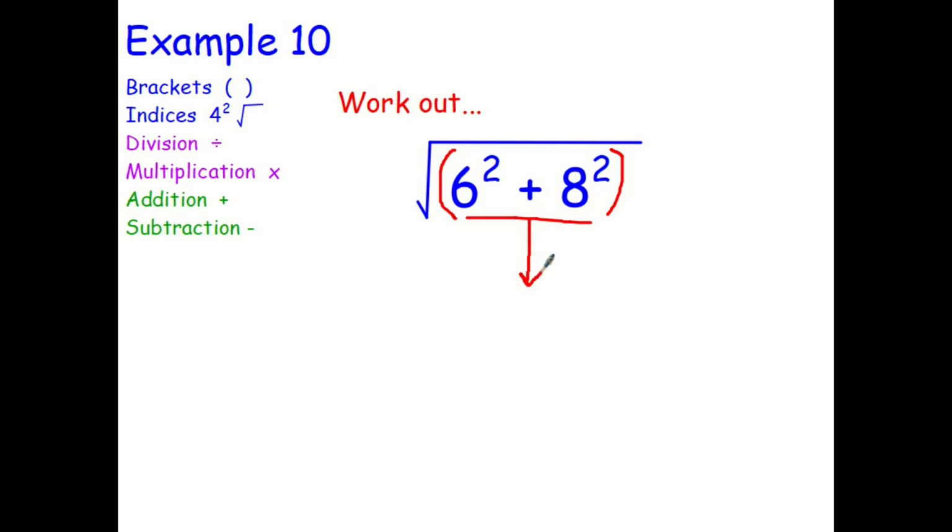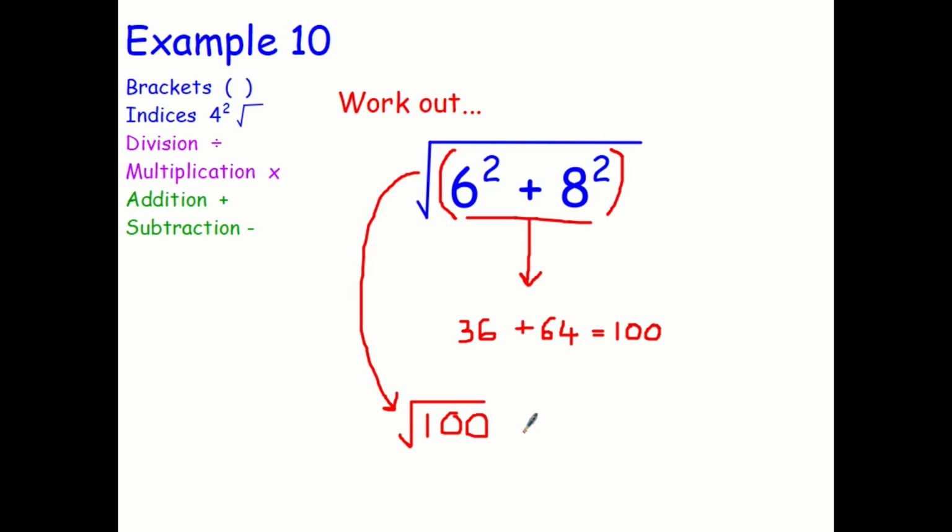So let's sort out that 6 squared plus 8 squared. Well, 6 squared is 36, 6 times 6. And 8 squared is 8 times 8, which is 64. And together they make 100. So my question becomes, what is the square root? I'm just bringing that square root sign back into the example. Square root of 100.